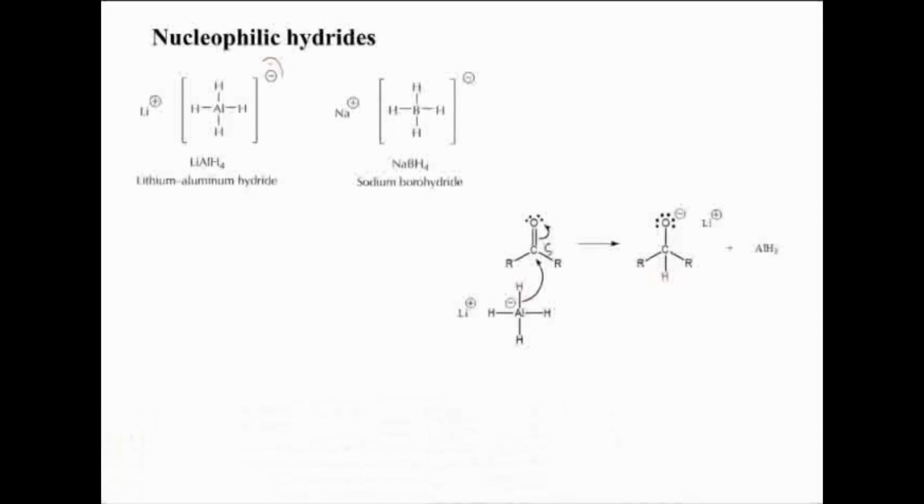This will carry a partial positive charge. So hydride ions from aluminum hydride, or from this aluminum, will be transferred to this carbon atom. So this H minus will be transferred to this, and delocalization will take place. This lithium will be present as a counter ion over here.